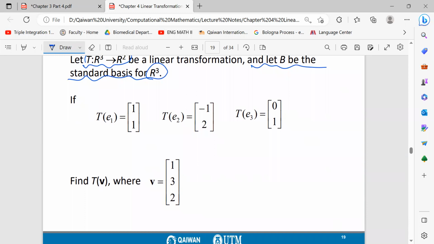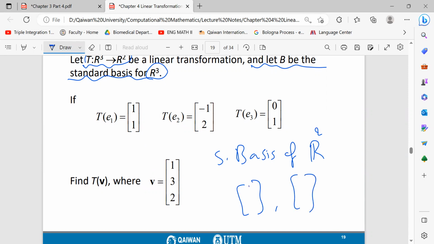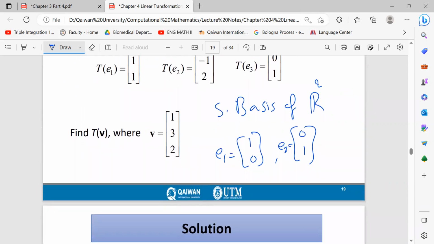In R2, the standard basis of R2 are these two bases. It's (1, 0) and (0, 1). These are E1, E2. And these two together are called the standard basis for R2. You should know this. It's trivial. So what are the standard basis of R3?